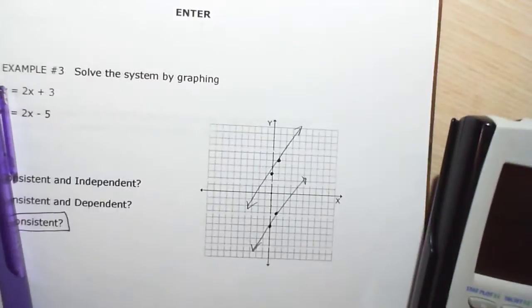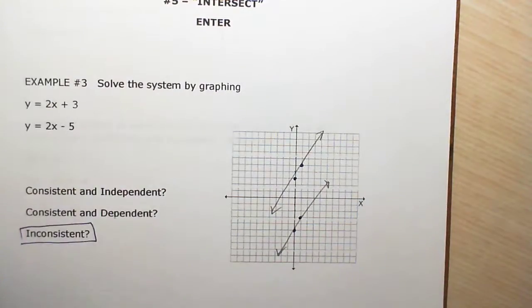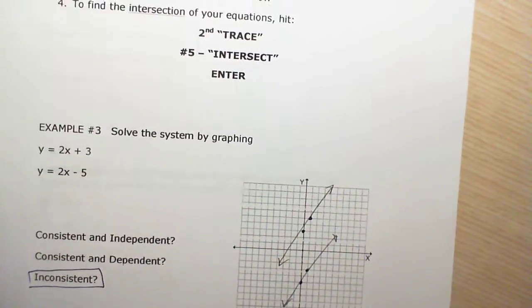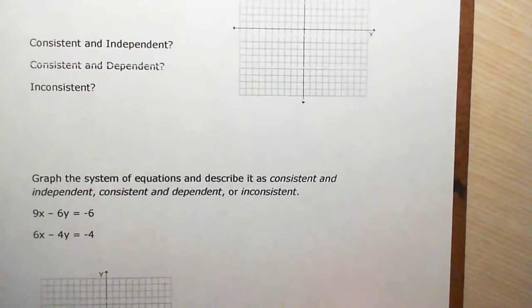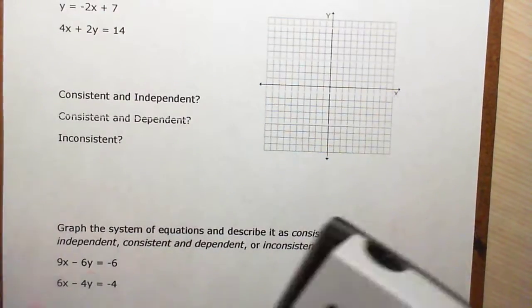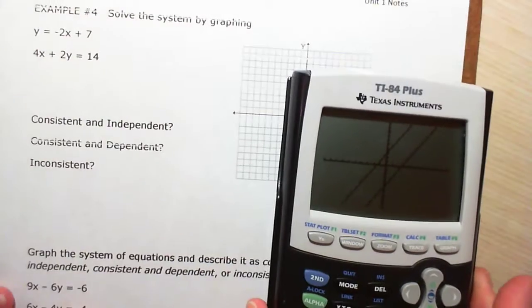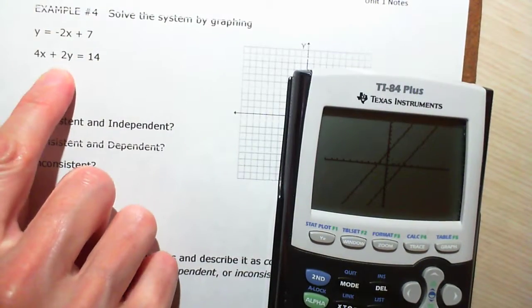Okay? So that's inconsistent. No solutions. All right. Hopefully maybe this one intersects. All right, first thing I notice right away is this is in slope-intercept, but this isn't.